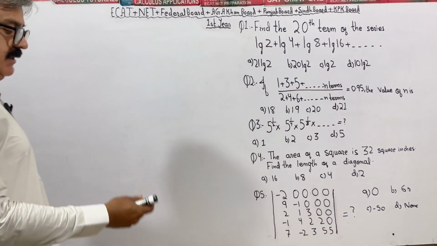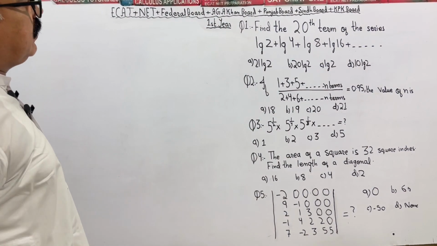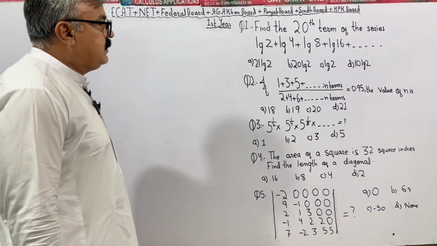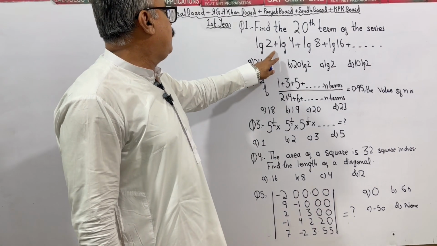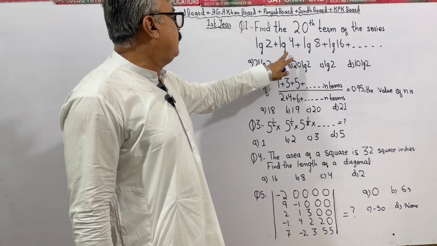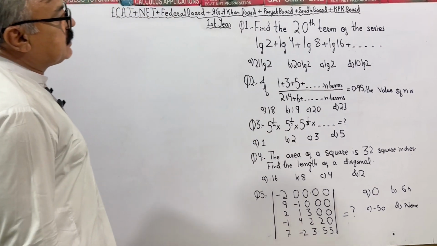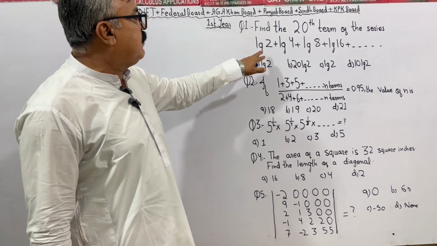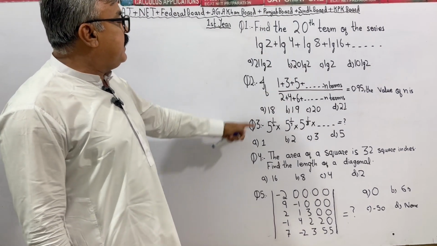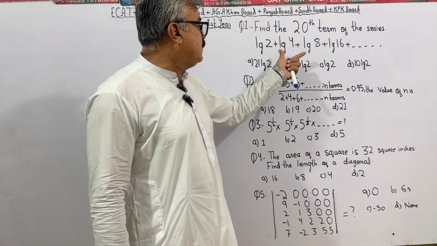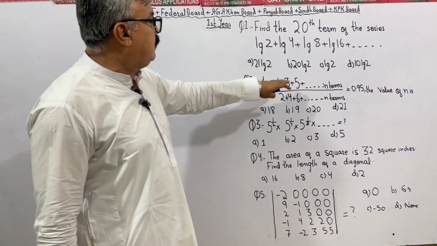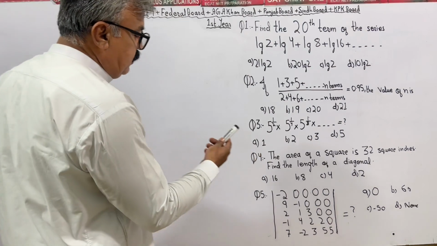My first question is: find the 20th term of the series log 2 plus log 4 plus log 8 plus log 16, meaning log of 2 to the base 10, log of 4 to the base 10, and so on. It's some sort of blend of log and GP, log of a geometric progression. If the terms are connected by positive or negative symbols, it is known as a series. We have been given a series, and we are asked to find its 20th term.